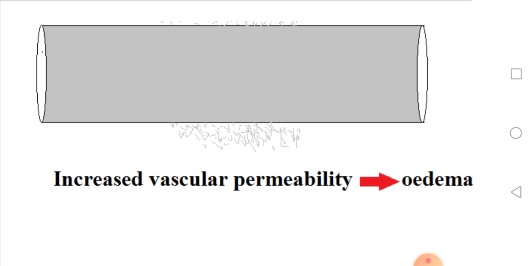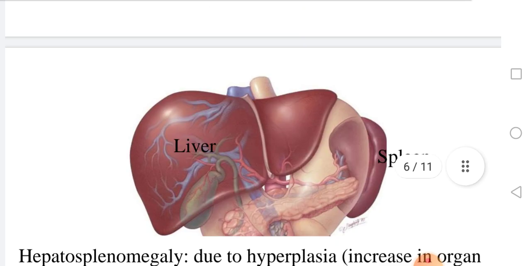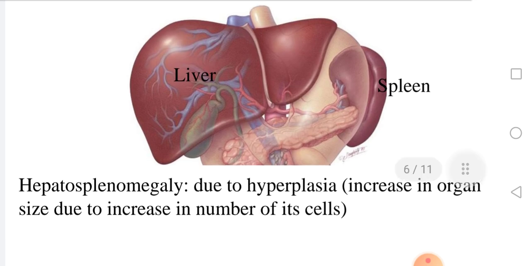There will be increased vascular permeability, leading to extravasation of fluid from the intravascular compartment into interstitial compartment, causing edema, and this edema may be in the lungs or the brain. Hepatosplenomegaly, increase in size of liver and spleen. This is due to hyperplasia. Hyperplasia is increase in organ size due to increase in number of its cells.